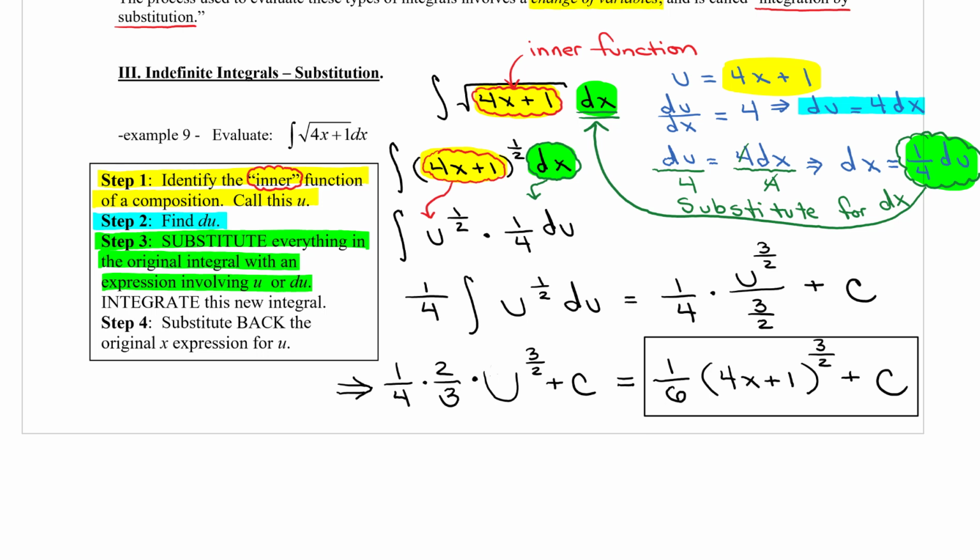So I'm going to go ahead and highlight the steps that I did. I highlighted in yellow the integrate this new integral. I'm highlighting in blue step 4 where it says step 4, substitute back the original x expression for u. And we are done with that problem.